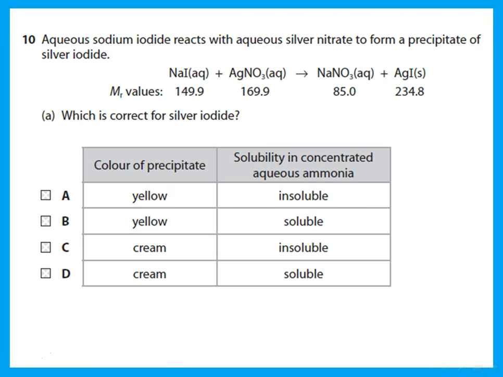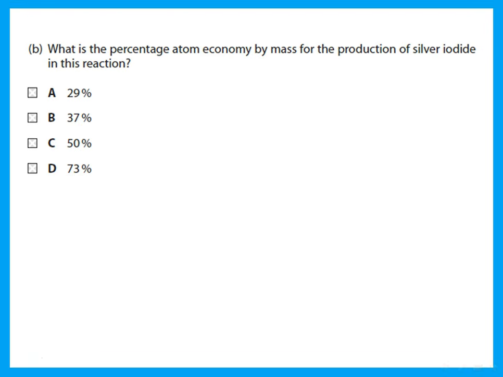Okay. The next question says aqueous sodium iodide reacts with silver nitrate to form a precipitate of silver iodide. What is correct for silver iodide? Now, when I add silver nitrate to something that has iodide, first of all, what is the color of the precipitate? You should realize that the color of the precipitate is yellow. What is its solubility in concentrated aqueous ammonia? You should realize that it is insoluble. So remember that silver nitrate with iodide gives a yellow precipitate that is insoluble in concentrated aqueous ammonia.